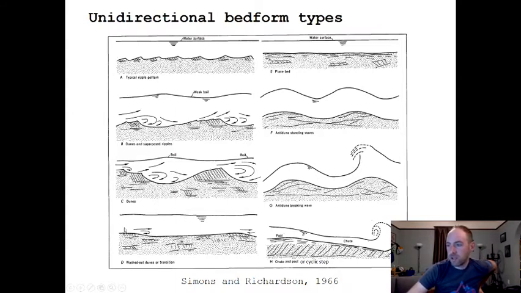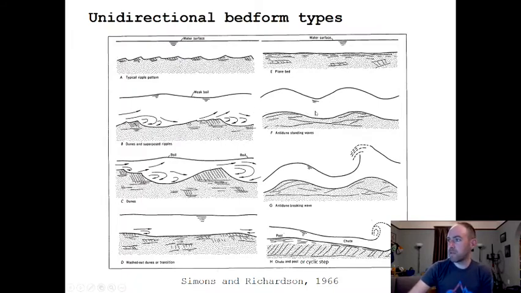As suspension increases, the dunes become washed out, and you get into a transition, and then into what's called upper stage plane bed, where the bed is planar. This is relatively unstable in much of the world's rivers, but it does occur, and it is fairly common in some situations, in particular at the tops of sandy bars. As flow strength increases even more, you get into antidunes.